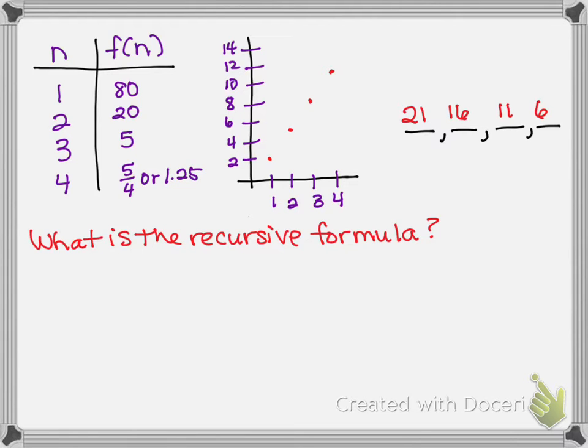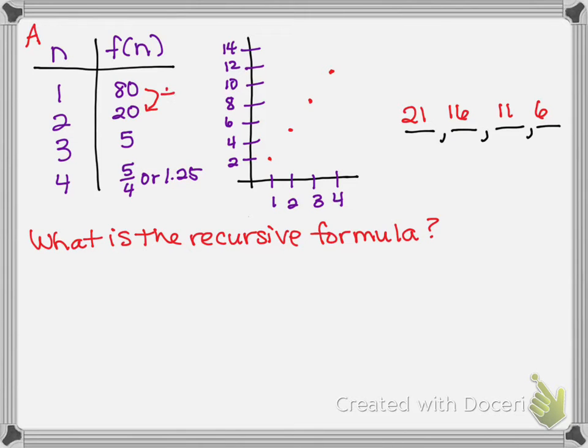So if we look at this very first example, let's call this first example A. How do I get from 80 to 20? Your first thought might be, okay, well, I subtract 60. Well, if I continue to subtract 60, I'm not going to get 5. So let's look at it in terms of division. So I could divide by 4 here.